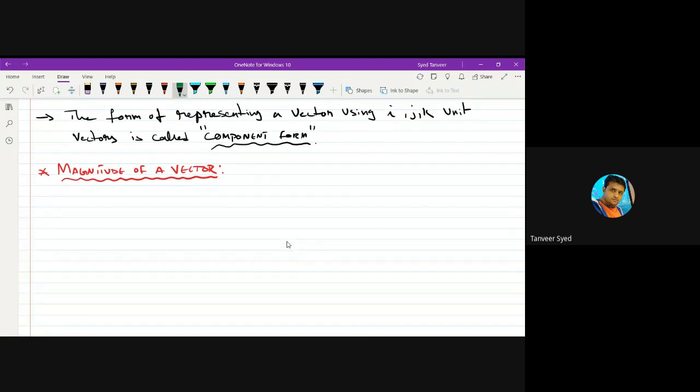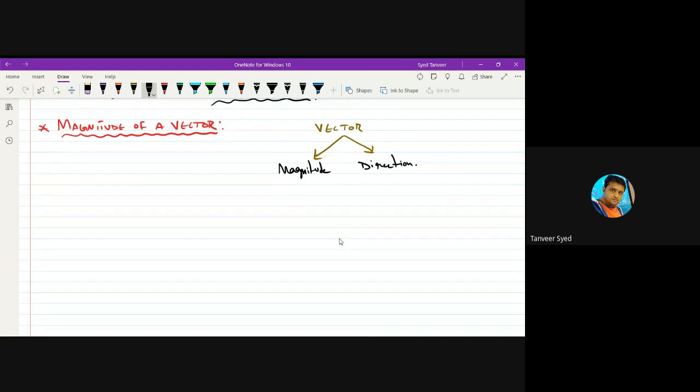Magnitude of a vector. As I was just telling you, every vector quantity has these two things: magnitude and direction. If a vector is given in component form, like xi plus yj plus zk, how can you find its magnitude?